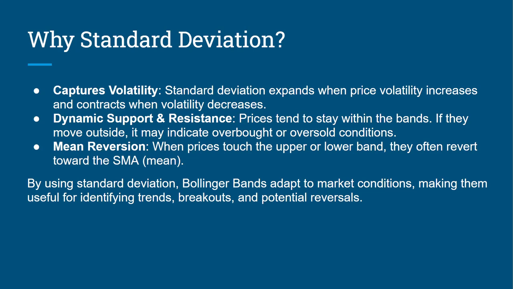By using standard deviation, Bollinger Bands adapt to market conditions, making them useful for identifying trends. You are identifying the trend, the breakouts, and the potential reversals, and you are also visually identifying immediately where the price is, whether it is in the buyer's area or the seller's area. That is very, very important.